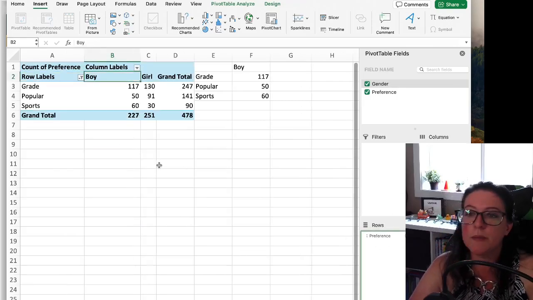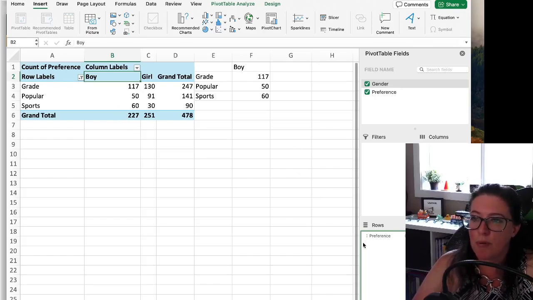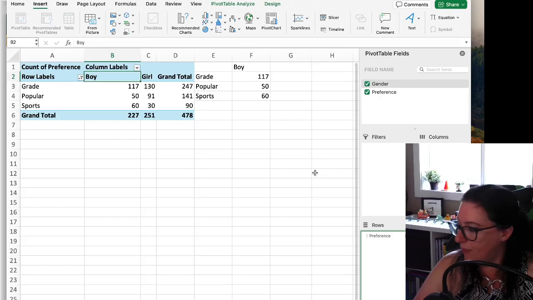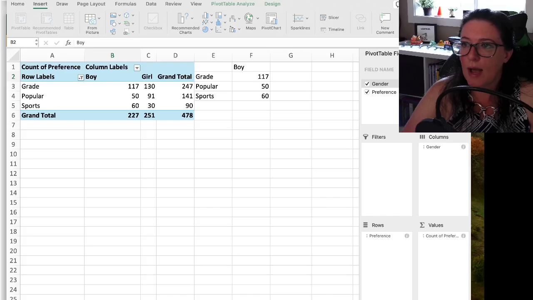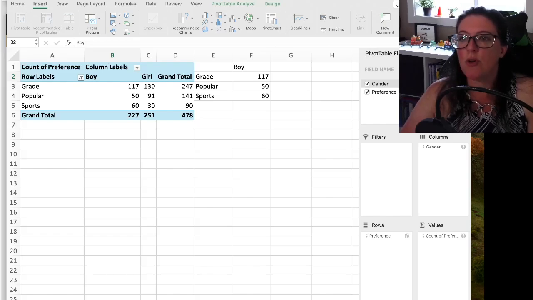So what we've done is we have preference in the rows. The part that my face is covering up is that we have gender in the columns. Either one can go into values here. Then when we do that, we can see that for those who identify as boy, the mode, the most common choice, is grade. And for those who identify as girl, the most common choice is again grade.